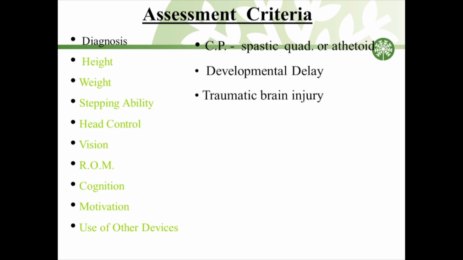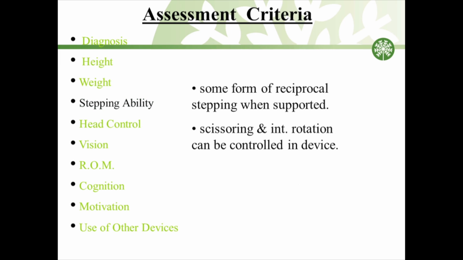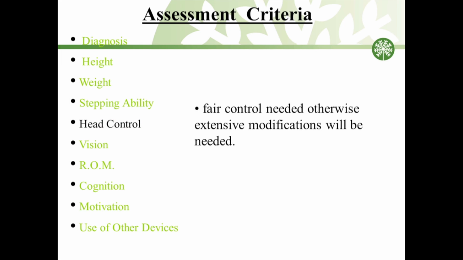So mostly CP kids use these. They have to show that they have some ability to initiate a step to be a candidate for it. If they do have scissoring or internal rotation issues, those can be controlled. That's actually what the device is very good at, controlling that kind of motion. Head control is key. If they can't hold their head up, they probably aren't going to be able to do too much with it. In some cases, if they tend to overextend and end up with their head behind, there are blocks and roll bars and things that can be added to modify it that way. So I've seen some of those kids actually do pretty well with them.